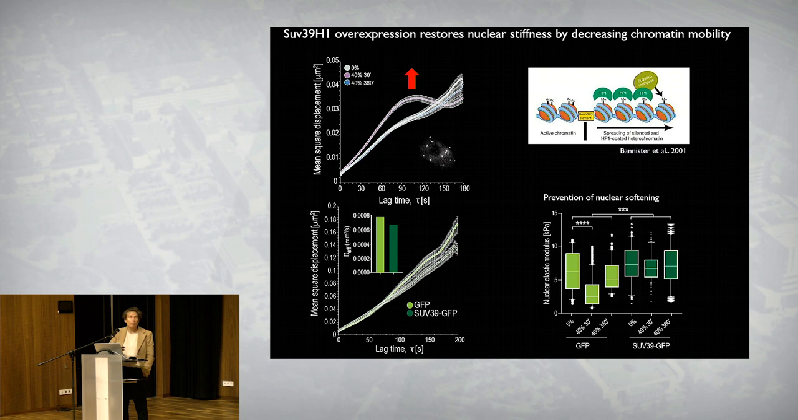This is SUV39H1, so we fill the cells with the K9 trimethylated histone. And indeed, if we do that, first of all, without stretching, we can decrease the chromatin mobility. So clearly the K9 is doing something to stiffen the chromatin. And we can also completely prevent the nuclear softening if we overexpress SUV.